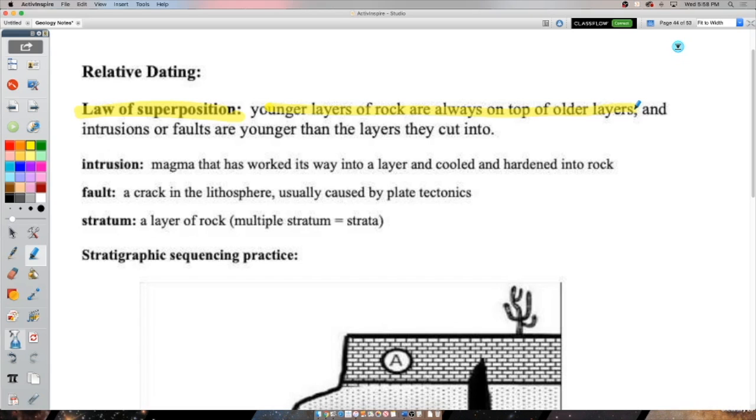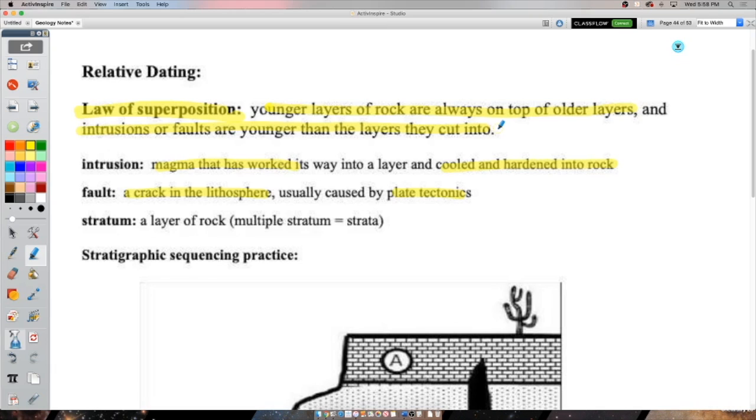So faults, remember faults from when we were talking about earthquakes, it's essentially just a crack in the lithosphere, usually caused by plate tectonics. Or intrusions, which are basically magma that has worked its way into a layer and cooled and hardened into rock. It's almost like magma leaking into a layer. They have to be younger than the layers they cut into. So if a fault cracks through a layer, that layer already had to be there when the fault formed. So the fault must be younger than that layer.